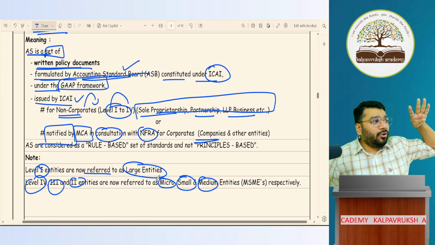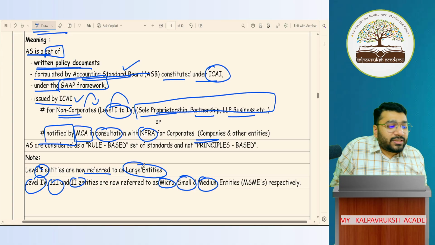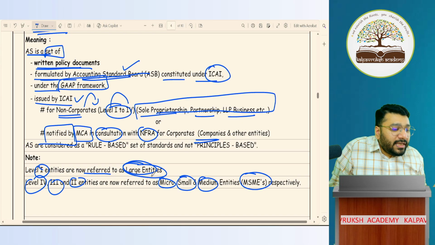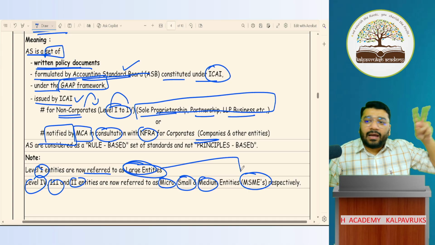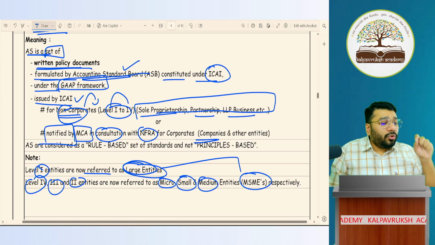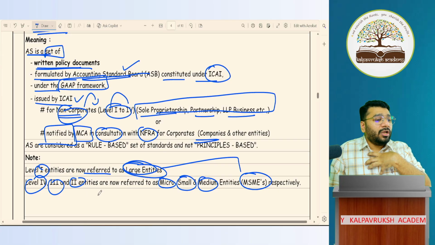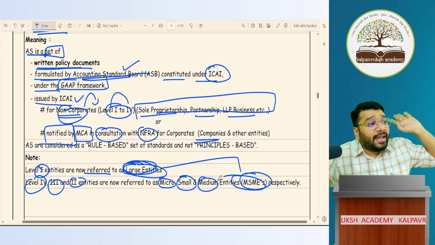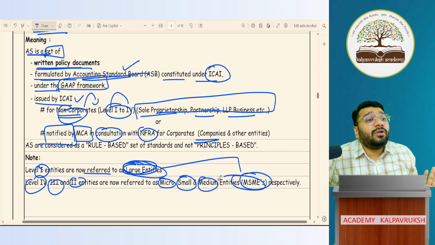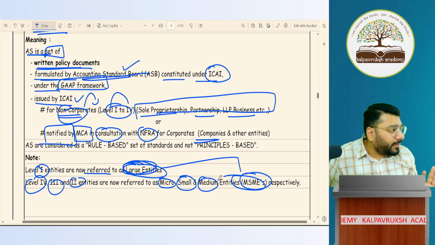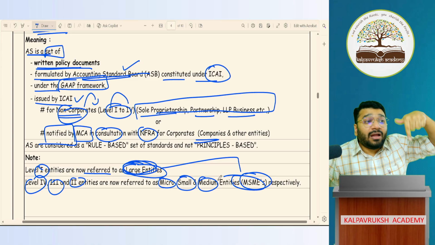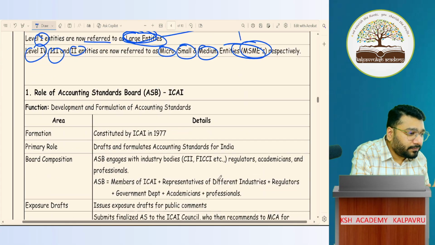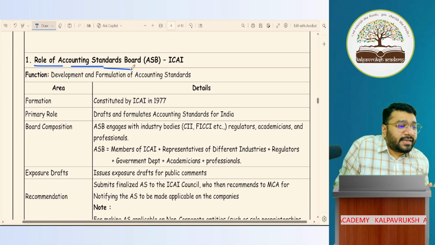So we had 4 different levels, no? They combined all of them into 2 levels. One is called large entity, the second is called MSME. Got it, not got it? So both these entities, large entities and MSME, are part of your non-corporates. So if you're a partnership concern who is either a large entity or MSME, you have to follow the accounting standards issued by ICAI. No need to wait for MCA's notification, because MCA cannot give any notification to non-corporates. So MCA's notification has a binding effect on whom? On corporates.